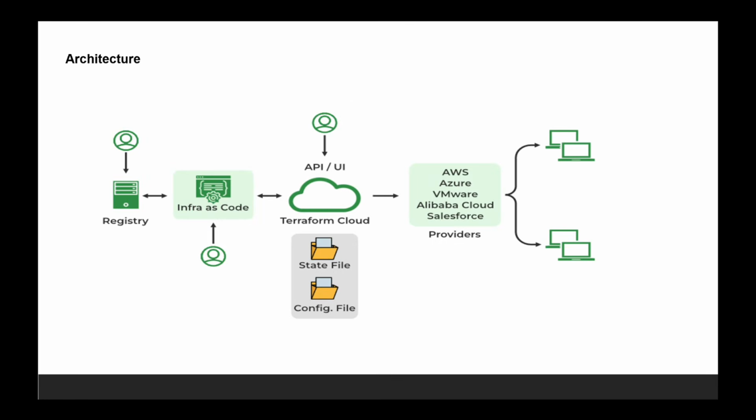So we can conclude that the user defines infrastructure using Terraform infrastructure as code. The Terraform configuration can use reusable modules and providers from the Terraform registry. The configuration is managed and executed through Terraform Cloud using its UI or API. Terraform Cloud uses the configuration and state information to determine the required changes, then communicates with the appropriate provider such as AWS, Azure, VMware, or Alibaba Cloud. The provider interacts with the target platform API and provisions or updates the required infrastructure.